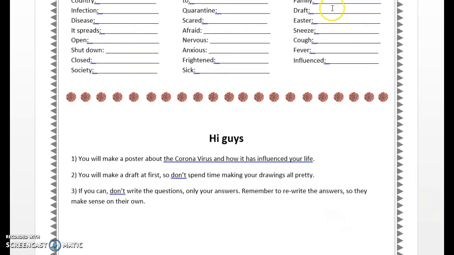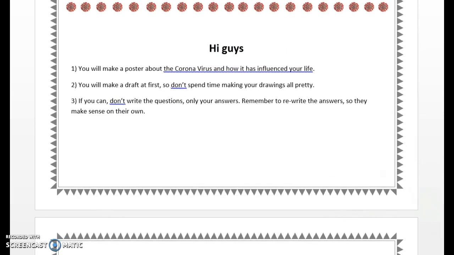You have to fill out these, and then you have to move on because it says, "Hi guys, you will make a poster about the coronavirus and how it has influenced your life." And when we talk about influences, it's how it affects your life. Like you couldn't go to school and your family had to stay at home and stuff like that.